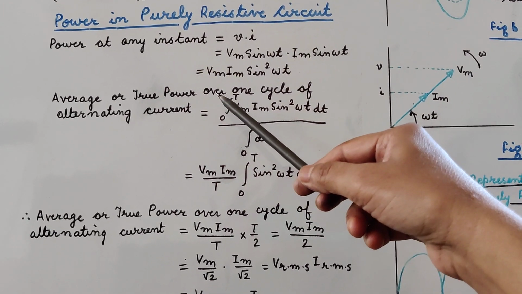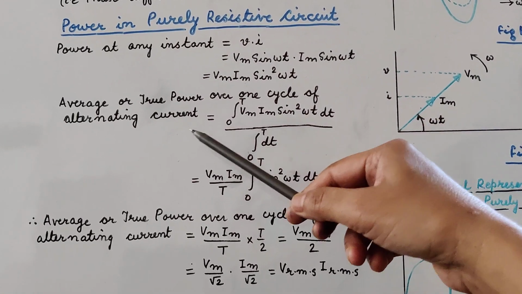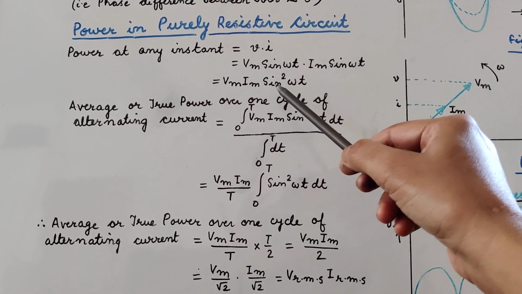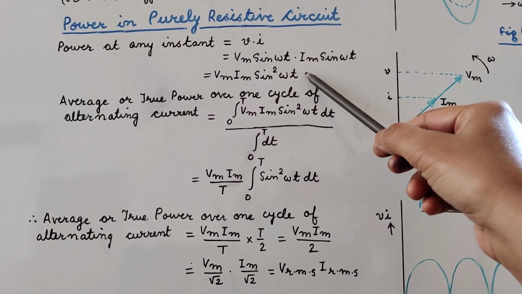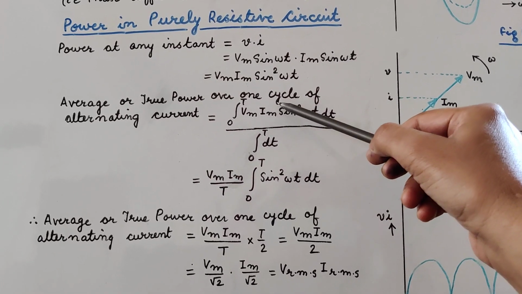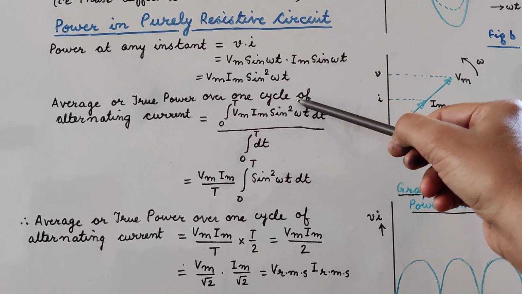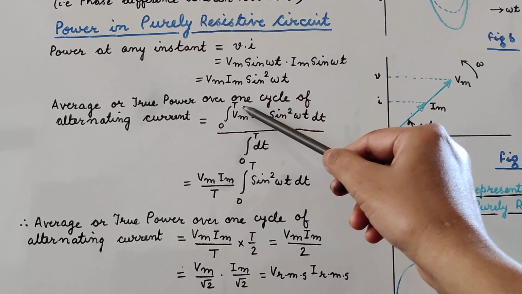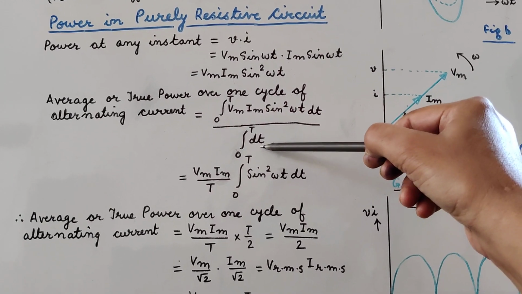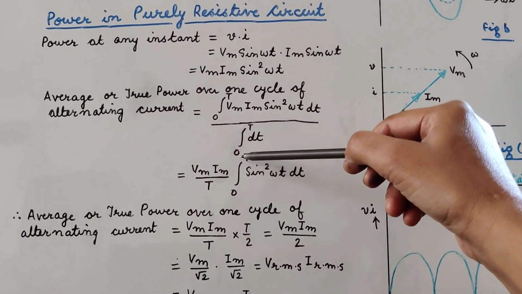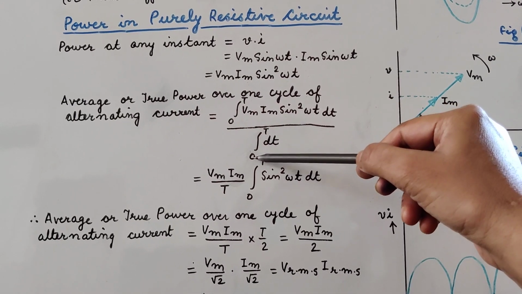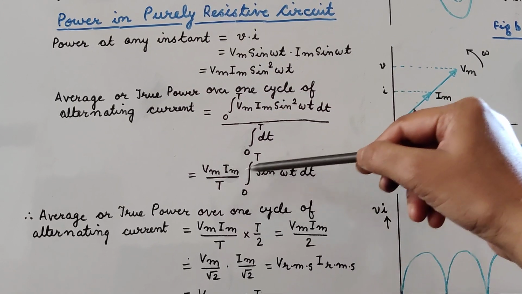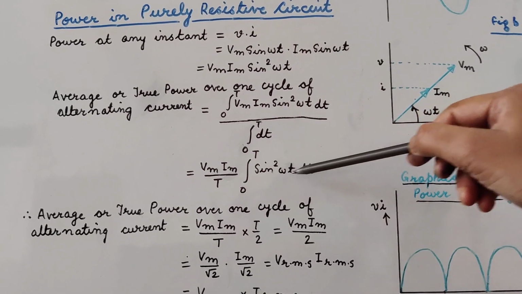So the average or true power over one cycle of the alternating current will be equal to the integration of this power within the limits 0 to T, because we are calculating the true power over one complete cycle, and one cycle is equal to one time period, that is, capital T, divided by the total time. So we have integrated dt over the limit 0 to capital T, which is one cycle. So this comes out to be Vm into Im by T, integration of sin square omega t dt from 0 to T.